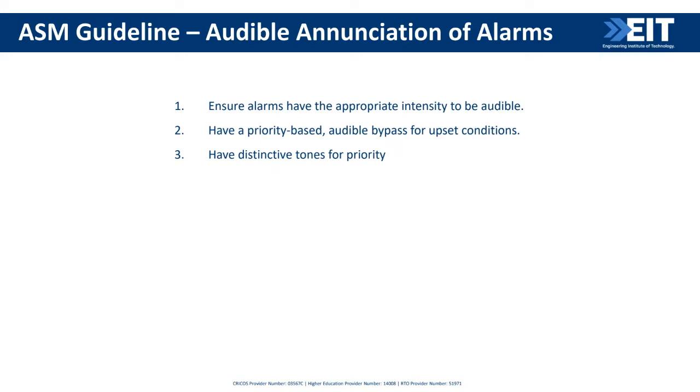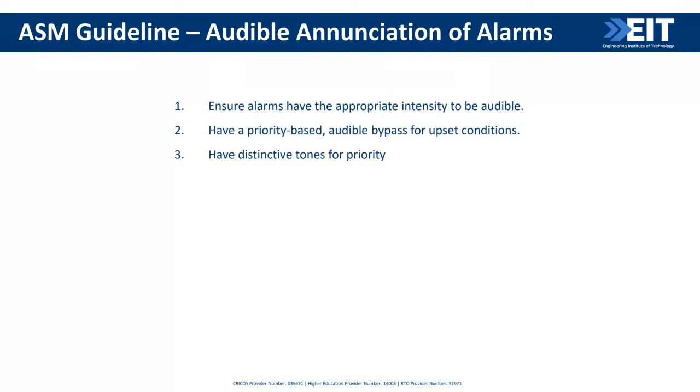Okay, the next guideline is audible annunciation of alarms. Ensure alarms have appropriate intensity to be audible. You can configure audible alarms, but don't make them so loud that they are a nuisance to the operator. It shouldn't startle him whenever the alarm comes, right? So keep the intensity of the audible alarm appropriate, so that he is able to hear and act on it, but it is not a nuisance to him.